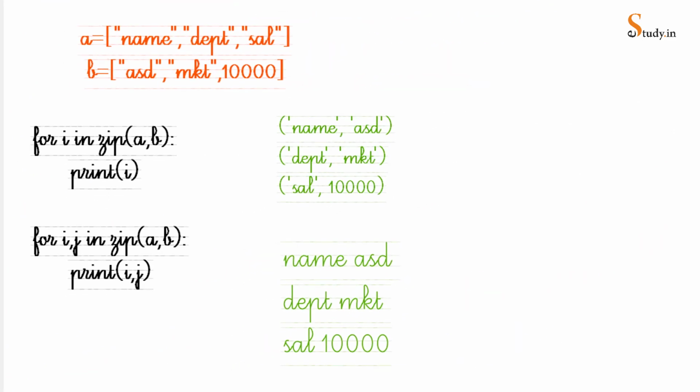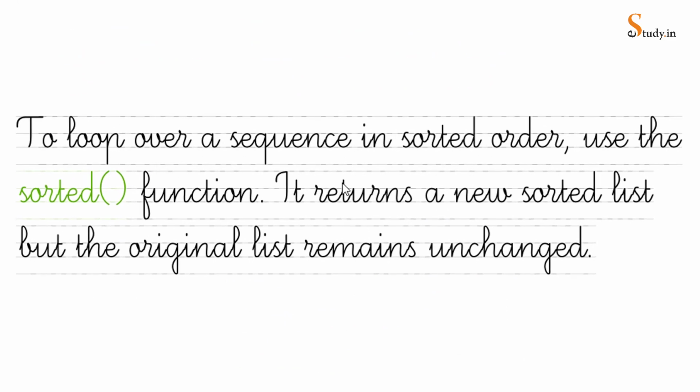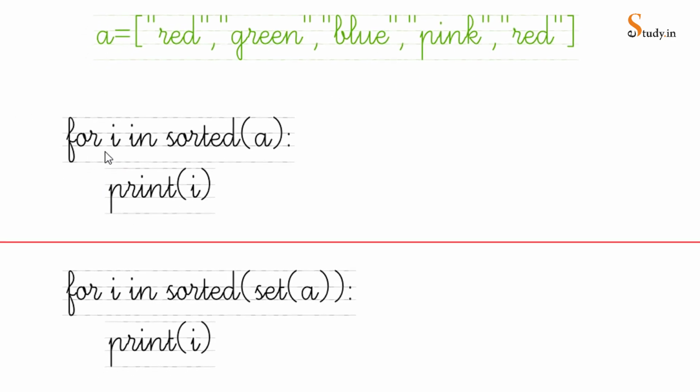Next, we have done this, and now to loop over a sequence in a sorted order, use the sorted function. Now I told you in the previous video that when you use the sort method, it will actually sort the list in place. That means the actual original list will be sorted. But if you do not want the original list to be sorted, you want the original list to remain unchanged and you just want to return a new list, this is how it can be used. So what we can do is we have a list here, and we say for i in sorted(A). So when you print the value of i here, the original list will remain in this order only. It will not be altered. We'll just get the output in the sorted order.